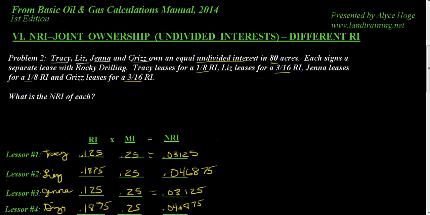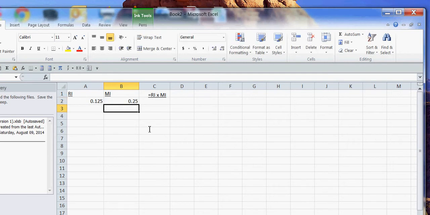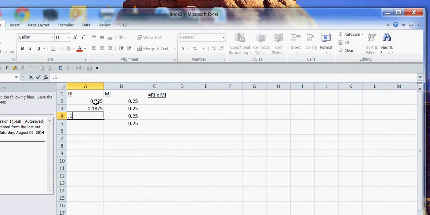Now, let's look at that Excel spreadsheet. And so what we're doing is we're plugging in the royalty interest for Tracy is a 1/8 royalty or 0.125. And we know all of their mineral interests are 0.25, so I'll go ahead and fill those in. And then the royalty interest for Liz is going to be a 3/16, so 0.1875. And then again for Jenna, it's going to be a 0.125. And then for Grizz, it's going to be a 0.1875.